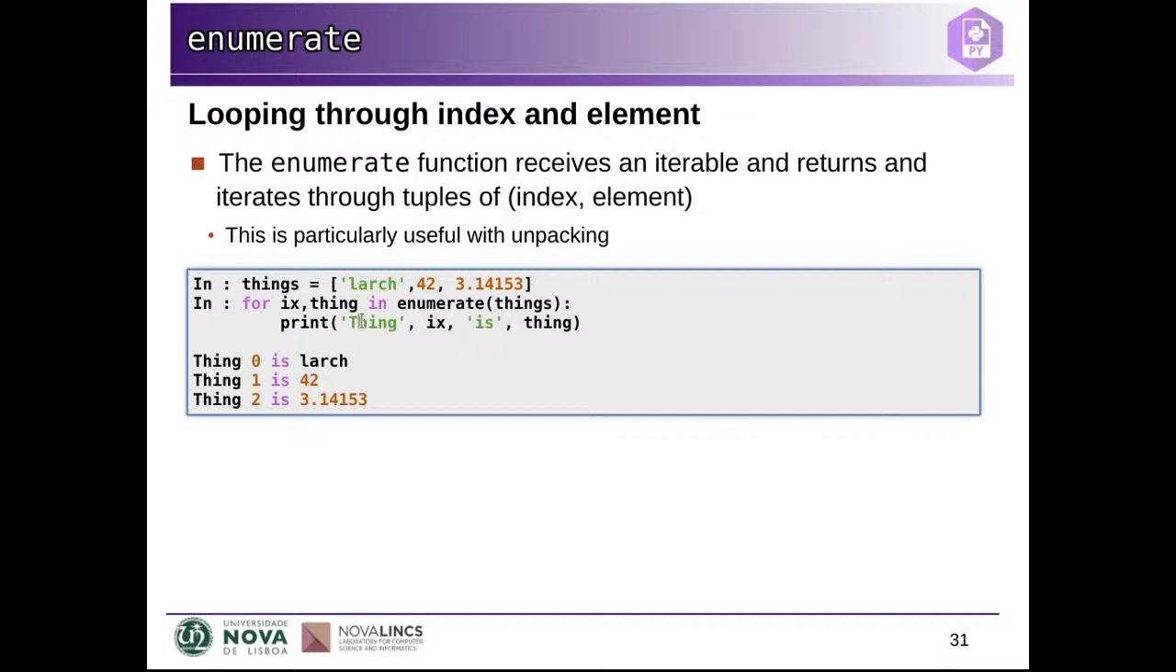So I print the thing of index ix is this thing here. So thing 0 is large, thing 1 is 42, and so on. So you can use enumerate if you want both the position and the element, and enumerate gives you those two together as a pair that you can unpack here into different variables if you want.